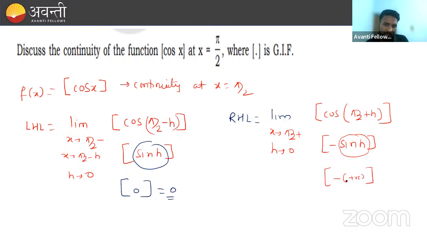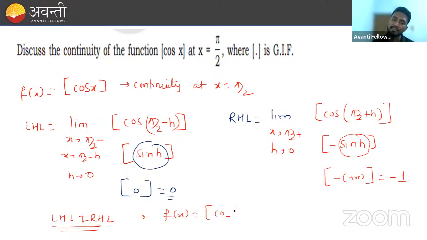So negative of something. Definitely it will be greater than minus 1, because the sin h value can't be greater than 1. So for negative of something, the greatest integer function will be minus 1. If it is minus 1, you can see LHL is not equal to RHL. So if LHL is not equal to RHL, what we can say is that this function, greatest integer function of cos x, is not continuous at x equals pi by 2. Is it clear, everyone? Is it clear?